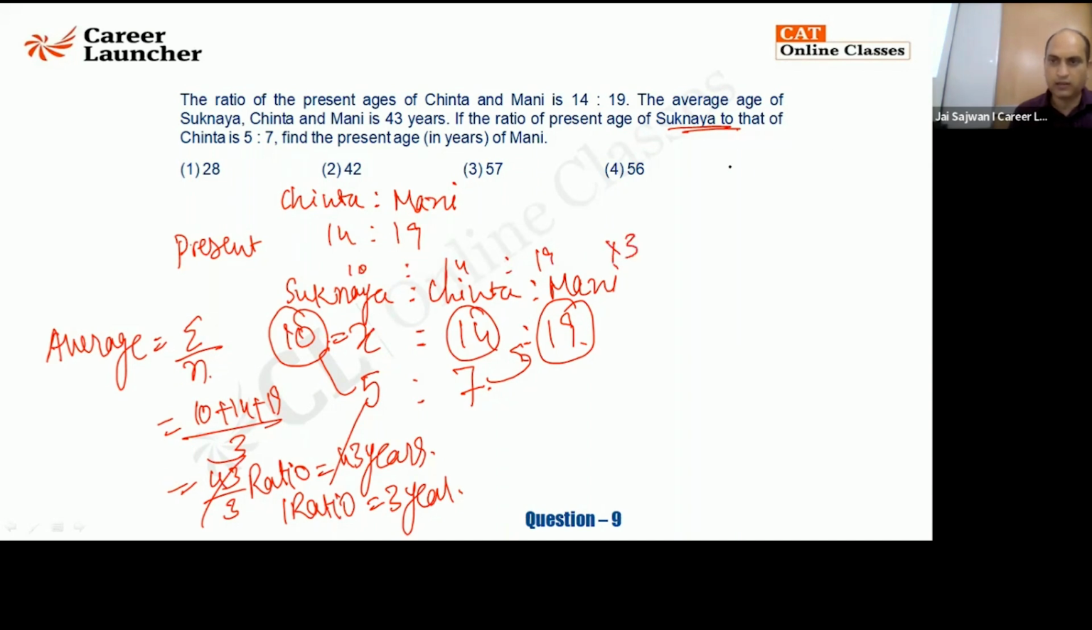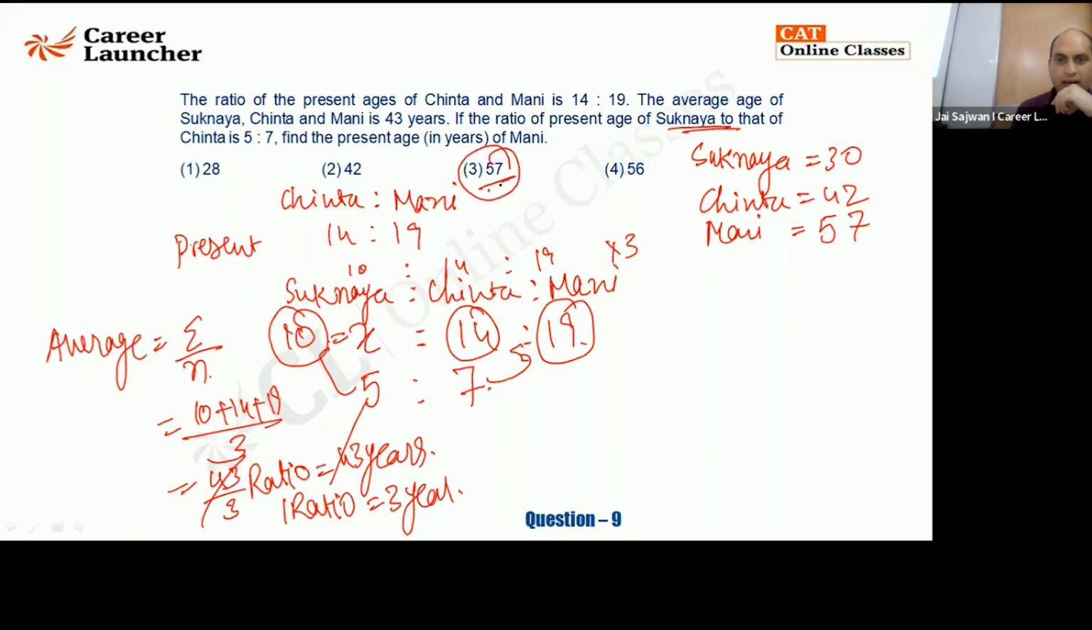So the ratio of their ages is 10:14:19. I'll multiply it by 3. So Sukanya is 10 into 3, which is 30. Chinta is 14 3s, which are 42. And Money is coming out to be 19 3s, which are 57. I believe it is clear. Here they are asking about the present age of Money, which comes out to be 57. I believe it is clear.